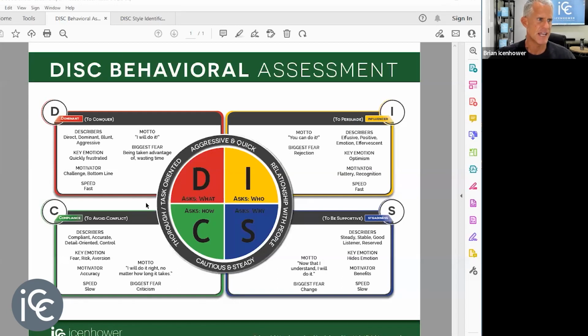So that's your D. They move very, very quickly. They move fast, they're in a rush, their rate of speech is as fast as it goes. Their biggest fear is being taken advantage of or you wasting their time. I mean, they value their time. They do not like their time wasted. A D all by itself does not like small talk. And they don't want to lose. They don't want to be taken advantage of. They don't ever want to lose in a negotiation.